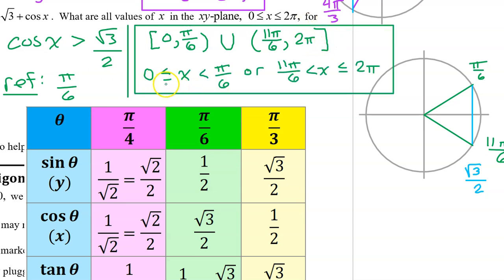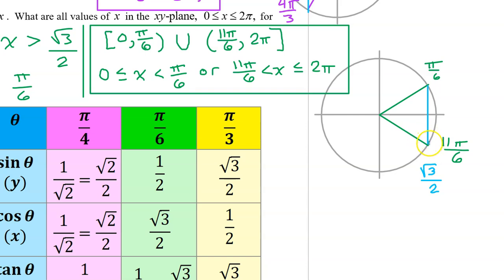You can also record your solution intervals using inequalities like this. Notice that wherever we would use a bracket to show that the end values are included, we will use an or equal to sign. Like this less than or equal to sign here and here shows that the 0 and the 2 pi are included as part of the solution. Wherever we would use a parenthesis to show that a value is not to be included, we will stick to a less than sign without the or equal to.